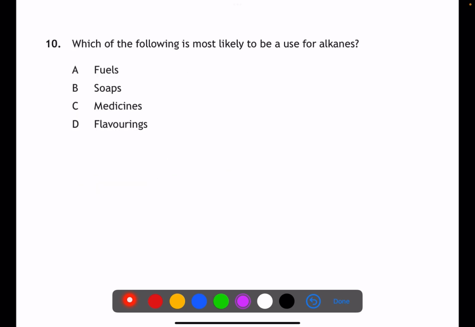Question 10. Which of the following is most likely to be a use for the alkanes? This is purely testing your knowledge of the uses of the different homologous series that you're learning about. The answer to this is A, fuels.